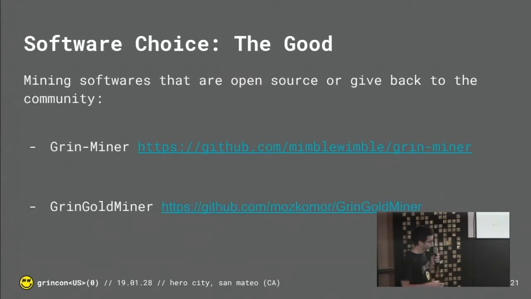So there are two types of software right now. There is the open source software and the one that gives back to the Grin Development Fund. There is Grin Miner, which is the reference implementation, and there is Grincon Miner, which is also open source and gives back half the fee to the fund.